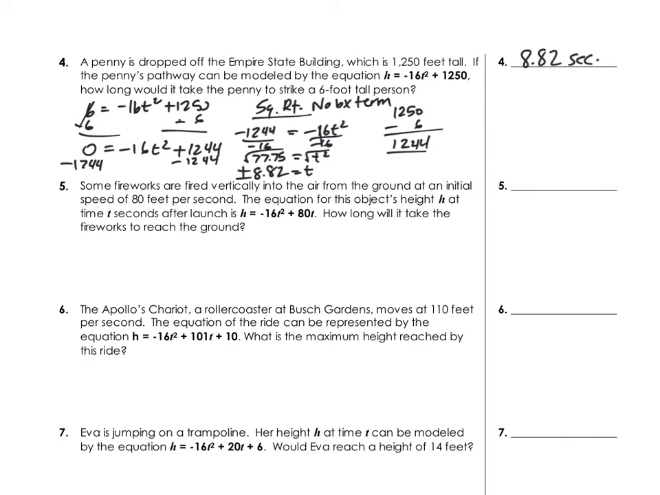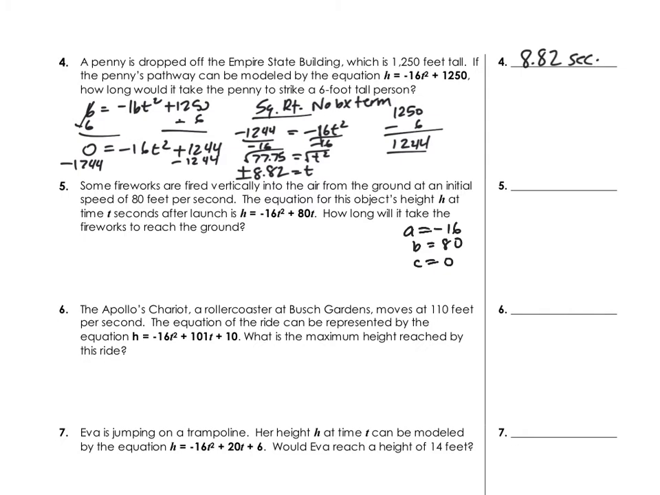All right, so number 5. Some fireworks are fired vertically into the air from the ground at an initial speed of 80 feet per second. The equation for this object's height, h, at time t seconds after launch is h equals negative 16t squared plus 80t. So A equals negative 16, B equals 80, C equals 0. How long will it take the fireworks to reach the ground?